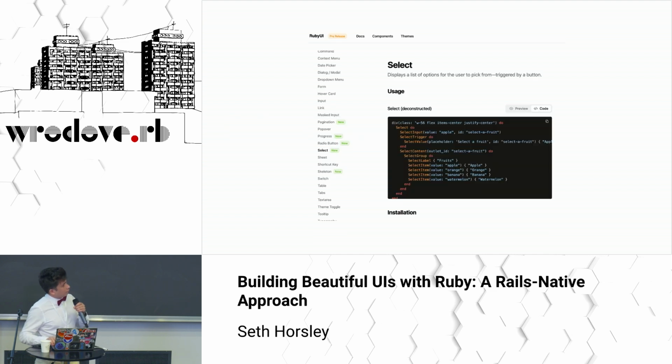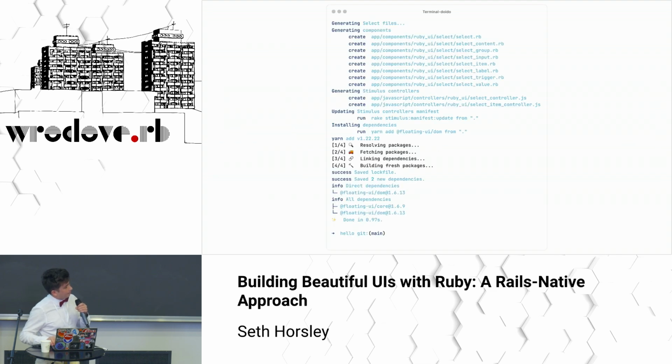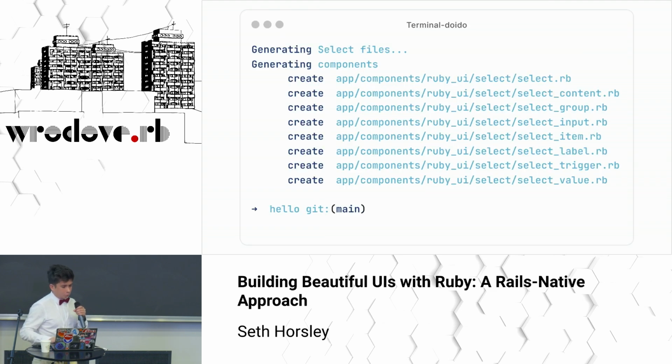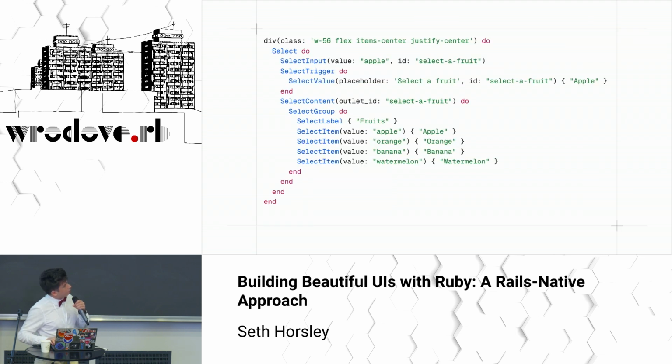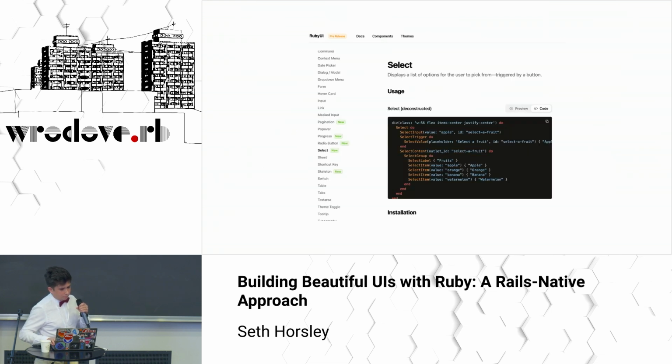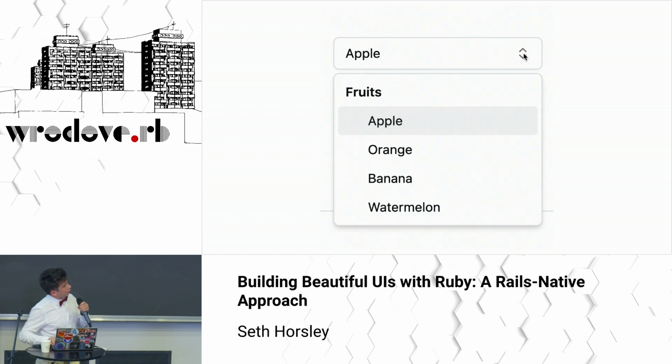Select dropdown: go to the website, copy the generator command, slap it in your terminal, and it extracts, it ejects the component from the gem and installs it locally so you can maintain it. It copies all the components for the select dropdown and installs any JavaScript dependencies. Then we take the snippet of code from there, put it in your editor, and you come up with something like this. If it will play, there we go. So animations and everything. It really worked out well.